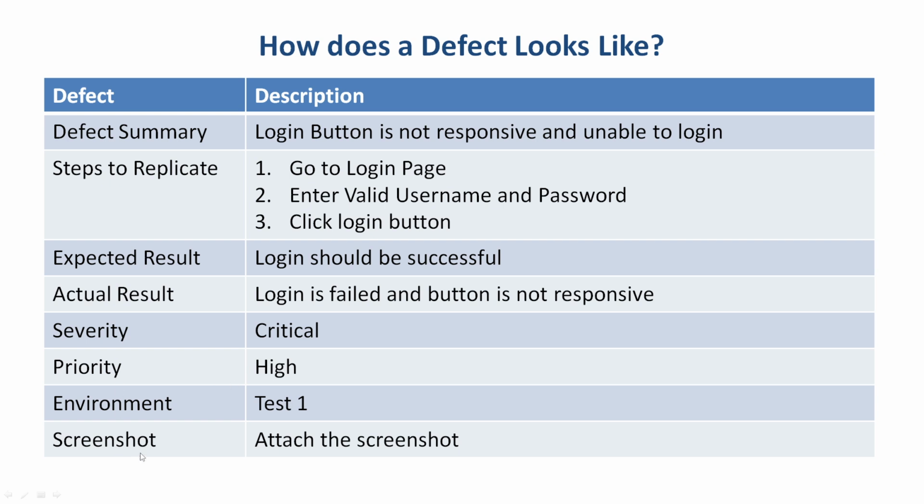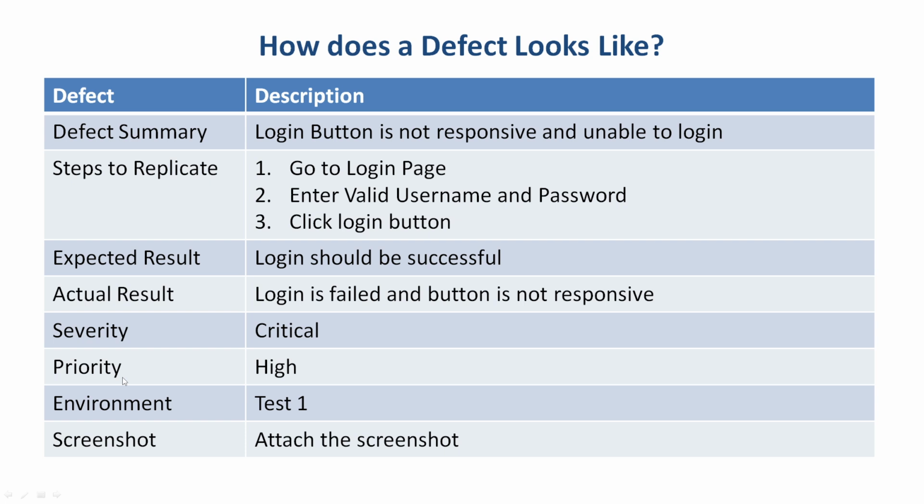Now screenshots, this is also very important. You should provide a screenshot for the defect, so that the developer gets a good idea of what has happened. Also, if it's possible to take a video, that is also a very good thing. Give as many details as possible in the defect. Okay, now let's come to the most important point, severity and priority.